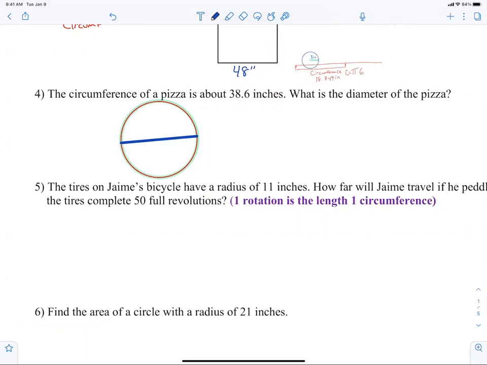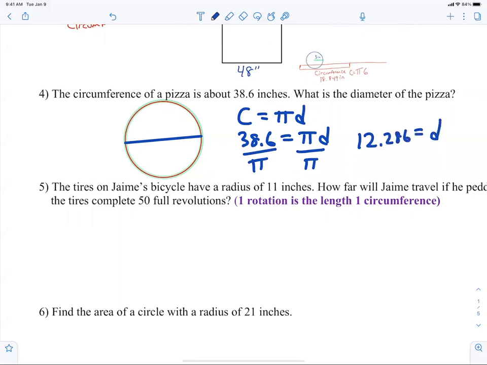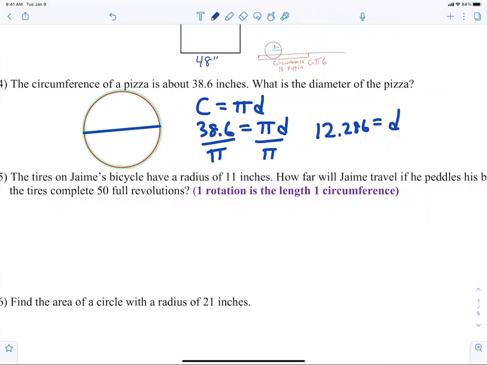Wow. That's what we should be doing every day. Pay attention. You just knocked it out, easy. Exactly, because the circumference is pi times d. 38.6 is the circumference, so pi times d. You just divide by pi. 12.286 is in fact approximately what the diameter is. And we would say that is, of course, inches. So 12.286 inches.